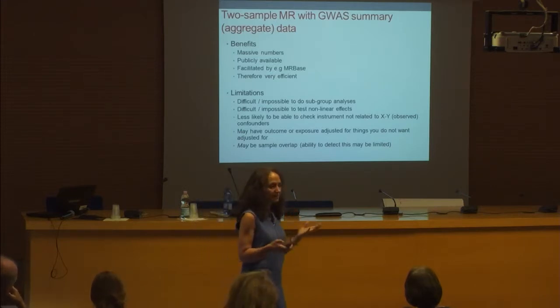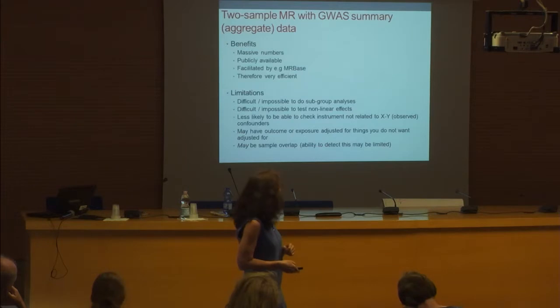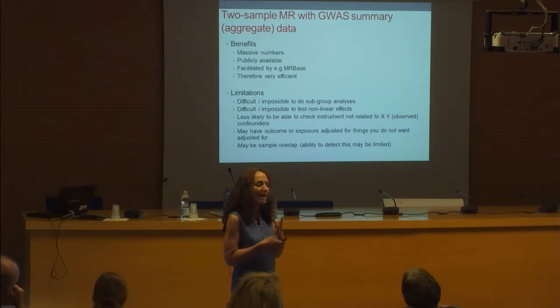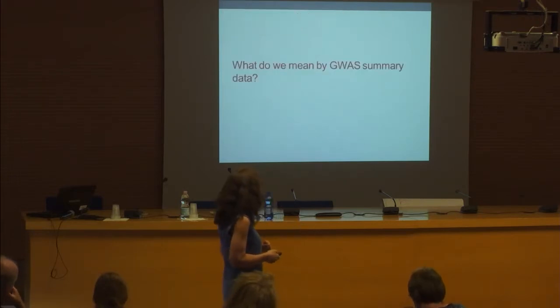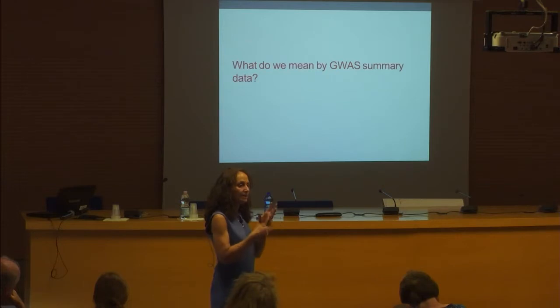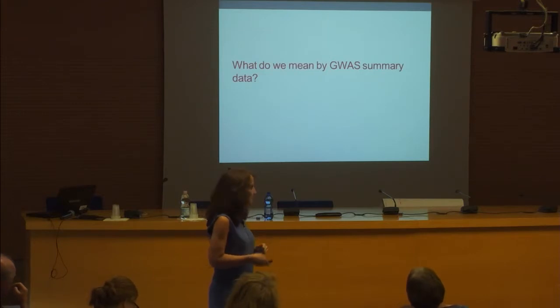I'll make the slides available to anybody who's interested in them. In the interest of time, I'm not going to go through all of these. The limitations are primarily the limitations you get with any kind of aggregate data, whether it's randomized controlled trial data or genome data. So just briefly, I'm going to talk about what we mean by GWAS summary data, and then talk about the steps that we would go through in a two-sample Mendelian randomization using summary data, and then just give you some examples.